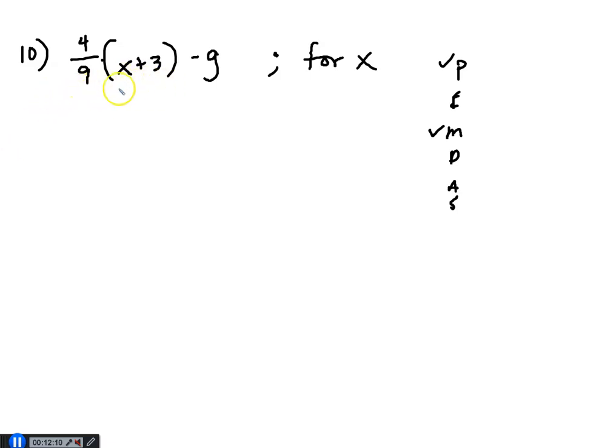Your initial reaction is always to undo multiplication with division, and that creates a complex fraction, and we want to stay away from those. That should be equals g. Sorry about that. It's equals there. All right, so I'm going to undo multiplying by 4/9 by multiplying by 9/4. And when I multiply 9/4 times 4/9, that just creates 1. 1 times x plus 3 is x plus 3.